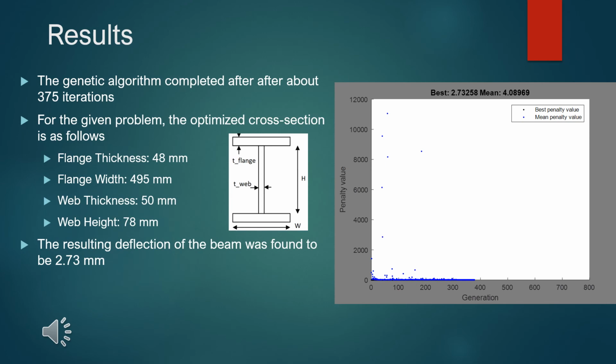The genetic algorithm completed after about 375 iterations. For the given problem, the optimized cross-section is as follows. Flange thickness of 48 millimeters, flange width of 495 millimeters, web thickness of 50 millimeters, and web height of 78 millimeters. The resulting deflection of the beam was found to be 2.73 millimeters. The plot on the right shows the convergence of the genetic algorithm.